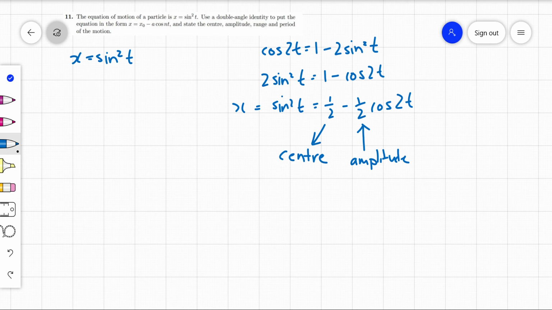We also know the period using this. So remember the period is 2 pi on whatever the coefficient of t is, so in this case 2. So the period is pi.